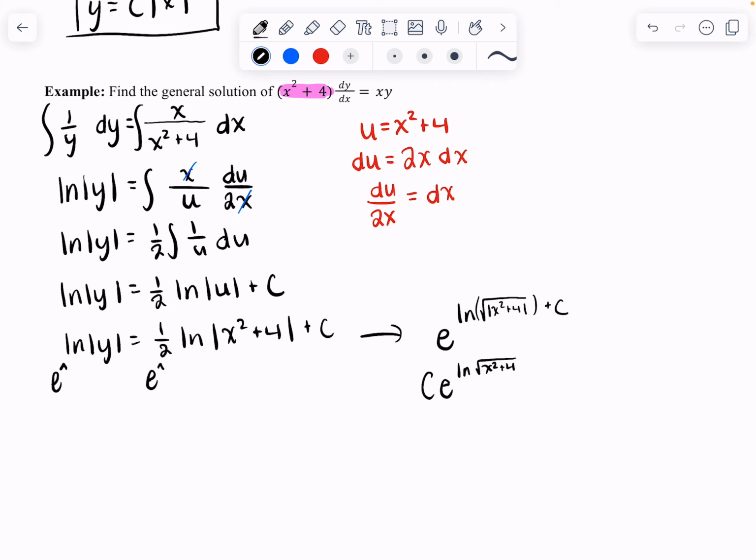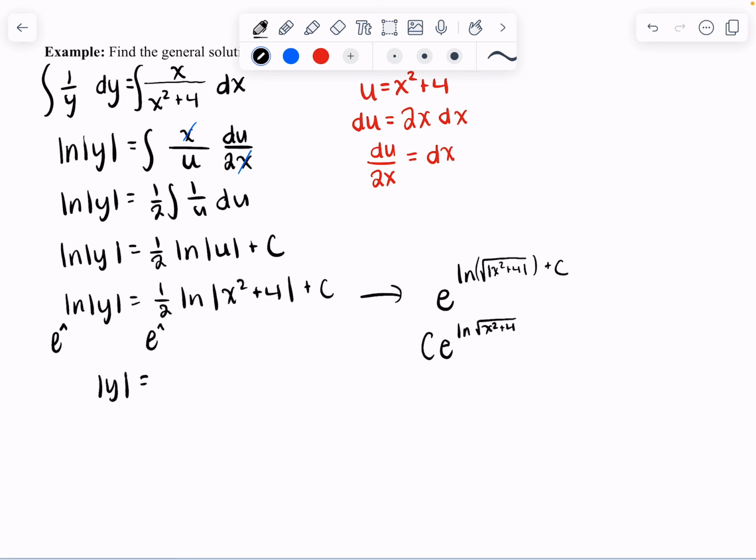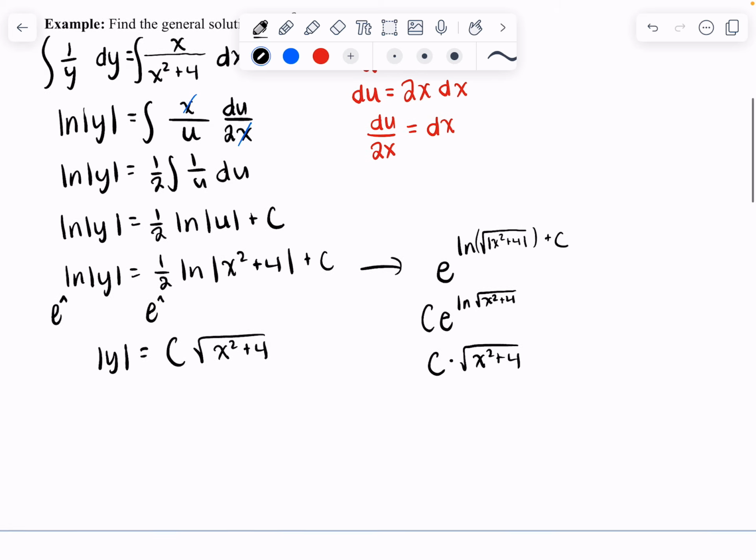Okay, so what are we left with? On the left-hand side, the e and the natural log undo each other. We're left with absolute value of y equals. Now here, also on the right-hand side, the e and the natural log undo each other. And so what we're getting is c times the square root of x squared plus 4. Okay, and then again, we can drop the absolute value. You can include the plus or minus, but you don't have to because we have an arbitrary constant of c.